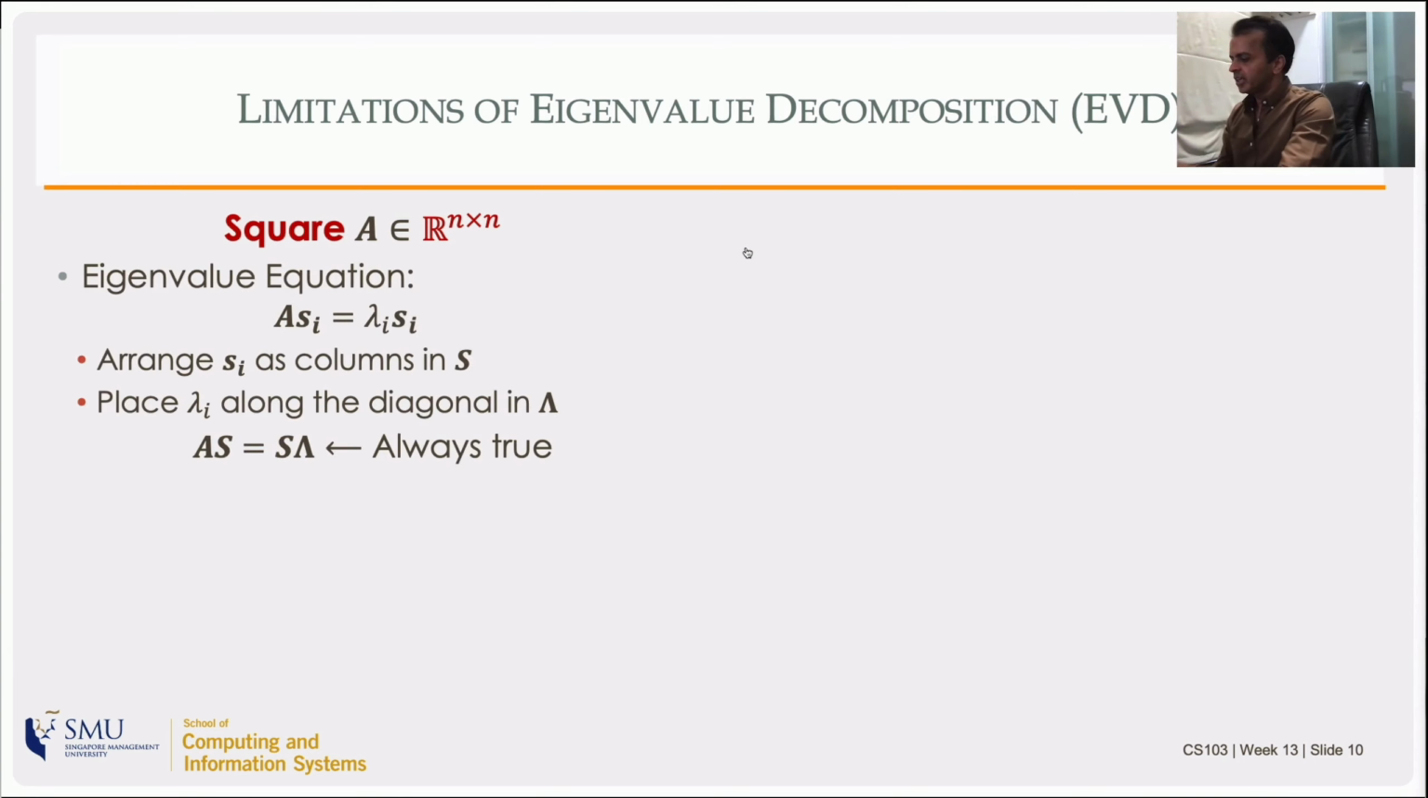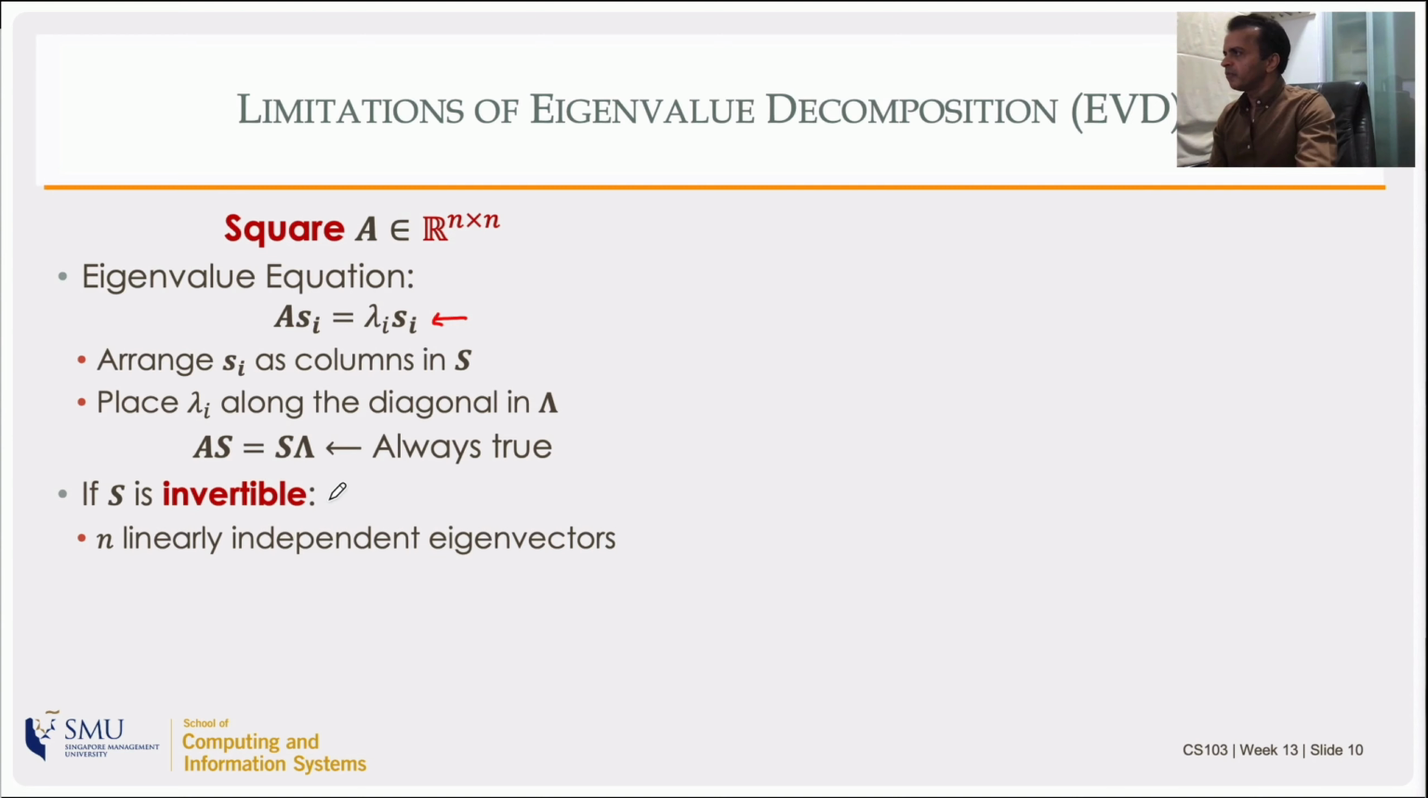The basic definition of eigenvalues and eigenvectors is that A times an eigenvector is an eigenvalue times the same vector. So it's a scaled version of the vector that results from the transformation implemented by the matrix A. Now if you arrange these vectors in columns of a matrix S, and arrange the eigenvalues as the diagonal elements of another matrix, then we can rewrite this definition as a matrix equation: A S is equal to S lambda. This is always true because it comes from the definition.